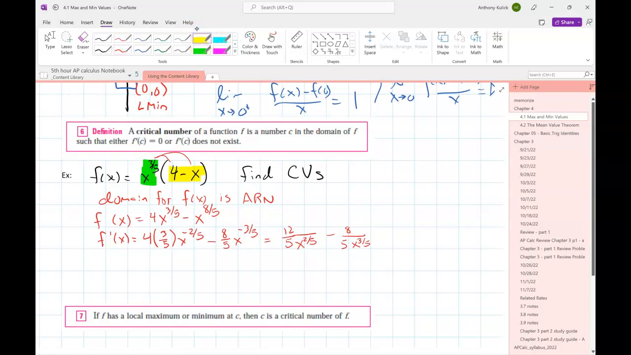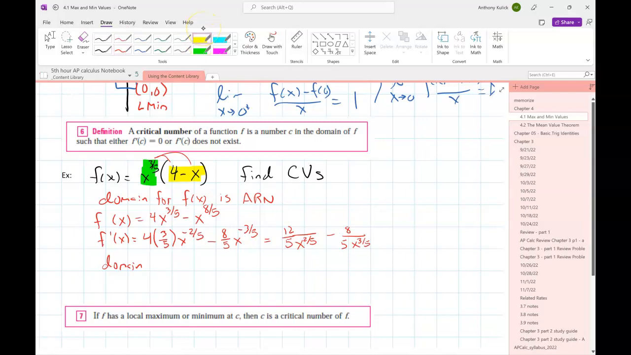So what we have to do now is consider the domain for this function, because we're interested in where the derivative doesn't exist. Any place where this expression, 12 over 5 x to the 2/5 minus 8 over 5 x to the 3/5, is undefined would be a place where the derivative does not exist.